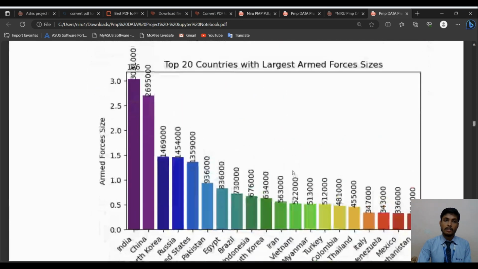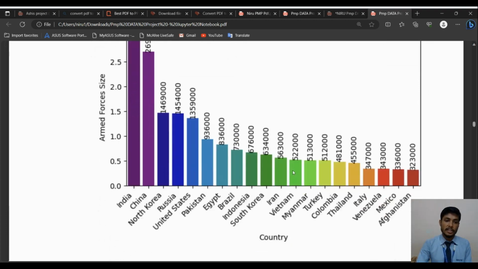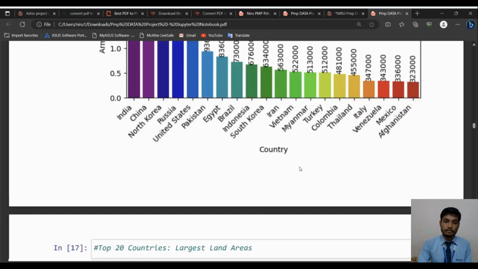Top 20 countries with the largest armed forces size. Number one, India. India has the world's largest armed forces. Second, China. Third, North Korea. Fourth, Russia. Fifth, United States. Sixth, Pakistan. The countries continue in descending order. First of all, India has the largest armed forces, and last is Afghanistan.